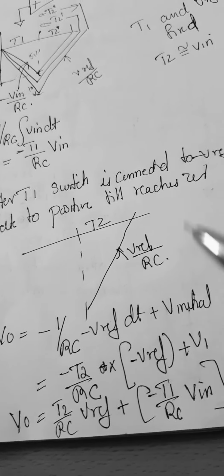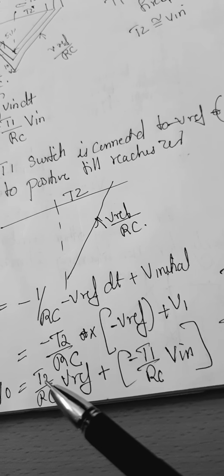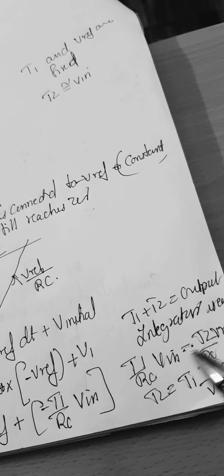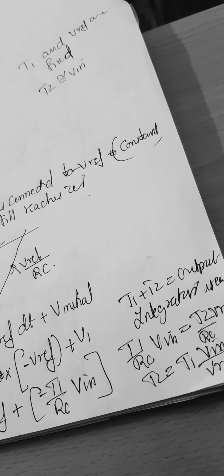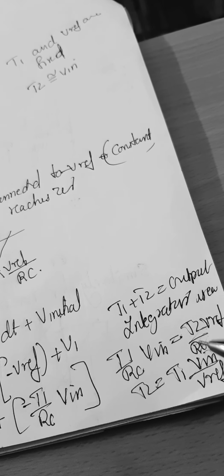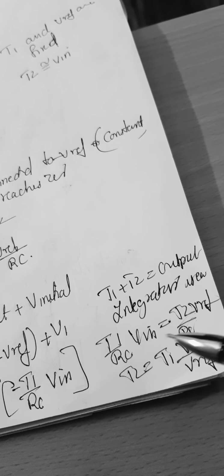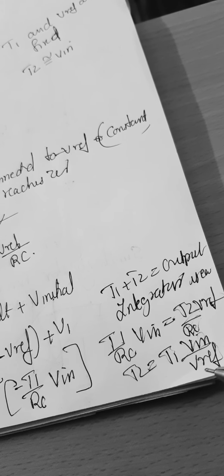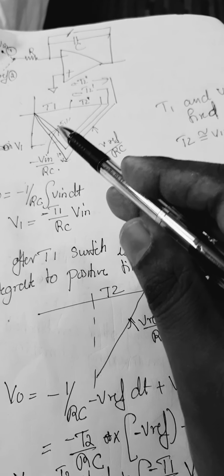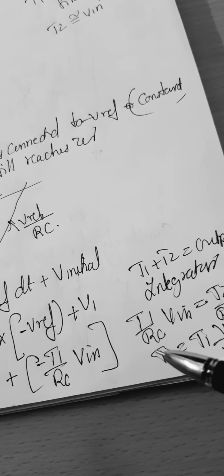So when this voltage is equated to 0, you will get T2 by RC into V reference equal to T1 by RC into Vn. RC you can cut. So T2 is equal to T1 into Vn divided by V reference.